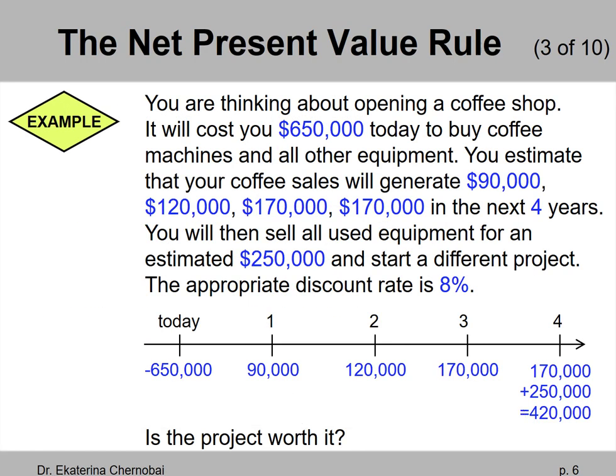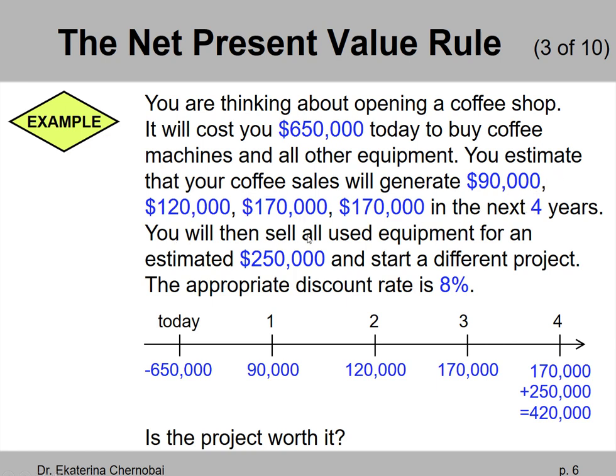Let's see how the net present value technique works in this problem. You're thinking about opening a coffee shop. It will cost you $650,000 today to buy coffee machines and all other equipment. So $650,000 is a large cash outflow in year 0, right? Which is today. You estimate that your coffee sales will generate $90,000, $120,000, $170,000, and another $170,000 in the next 4 years. So one number at the end of each respective year, right?